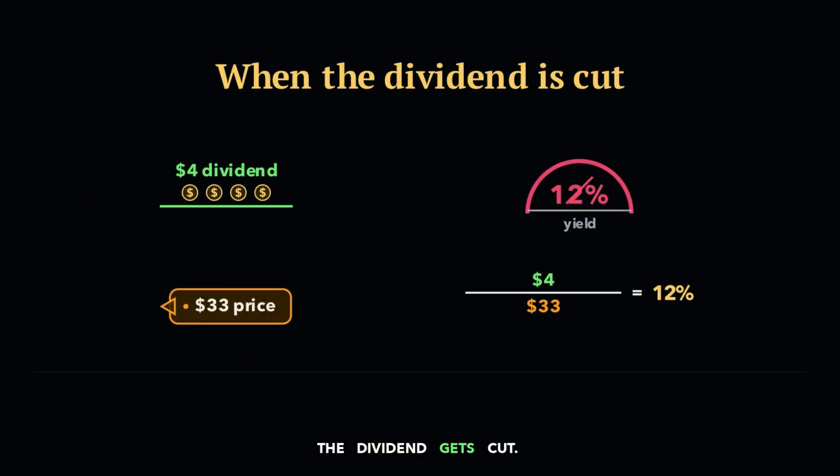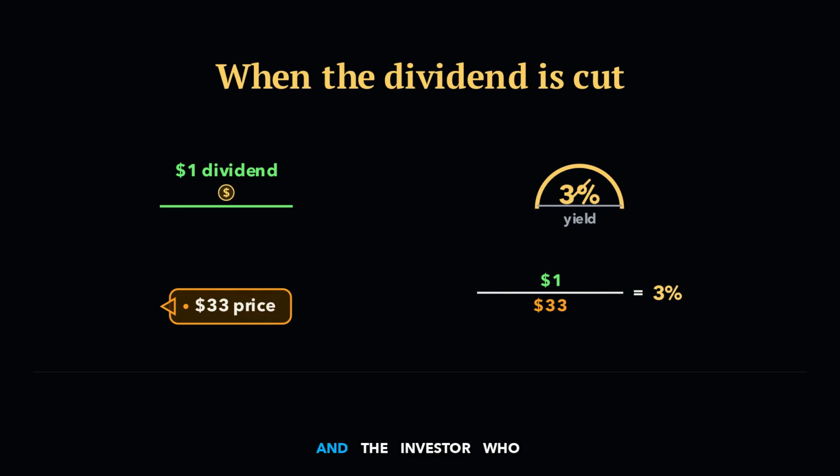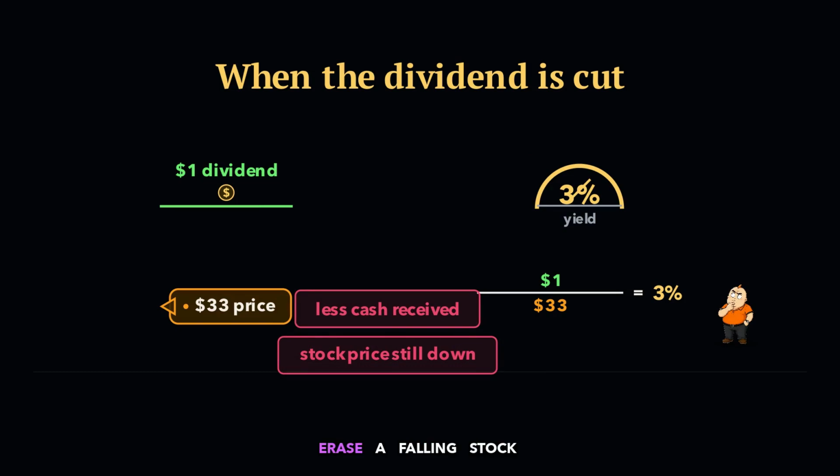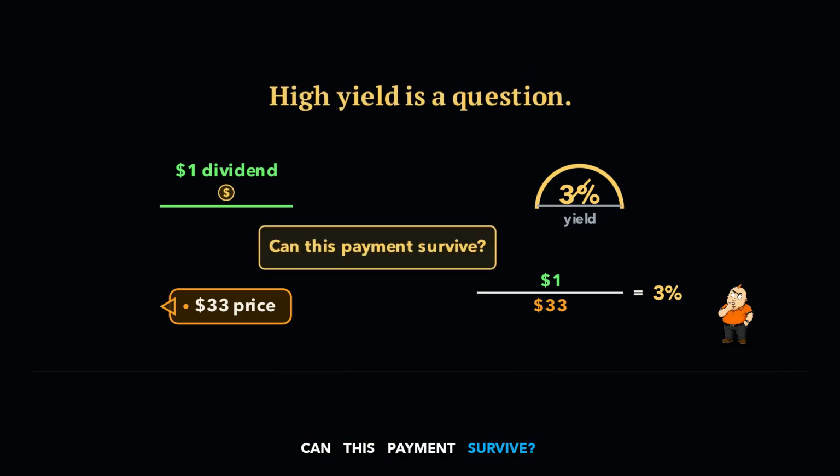Watch what happens if the dividend gets cut. At $33 per share, a $4 dividend shows about a 12% yield. But if the company cuts the dividend to $1, the new yield is only about 3%. The big number disappeared. And the investor who bought for income is now receiving much less cash. There is another problem. If the stock price fell before the cut, the dividend may not make up for that price loss. Getting income is useful. But income does not erase a falling stock price. This is why high yield is not automatically cheap. High yield is a question. Can this payment survive?